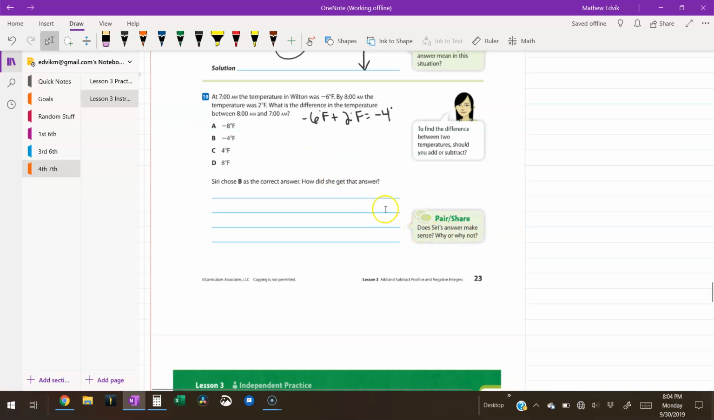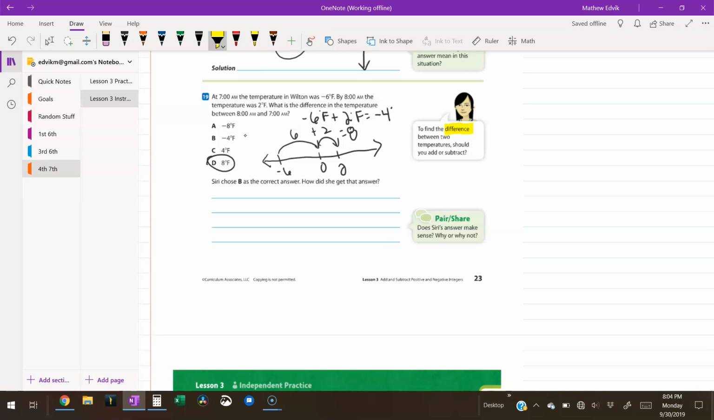So I'm hoping that you said that it doesn't make sense, because the real correct answer is D, because if she started at -6 and here's 0, she would have to go 6 this way, and then to get to 2, another 2 this way. So it's actually 6 plus 2, which is 8. And so this question here, to find the difference between two temperatures, and we've been talking about this quite a bit over the last couple of days, the difference is subtraction.